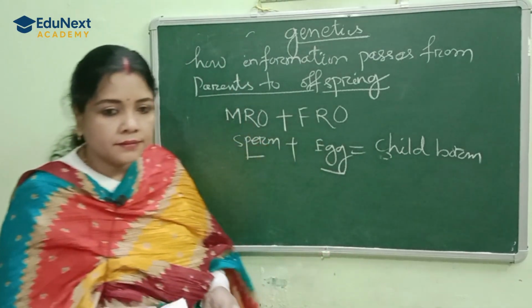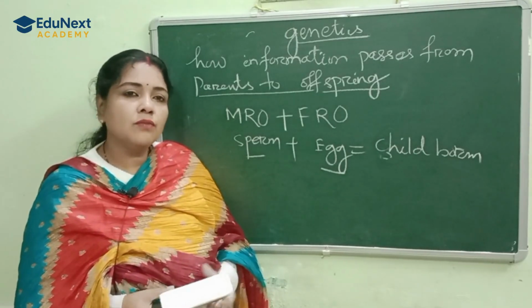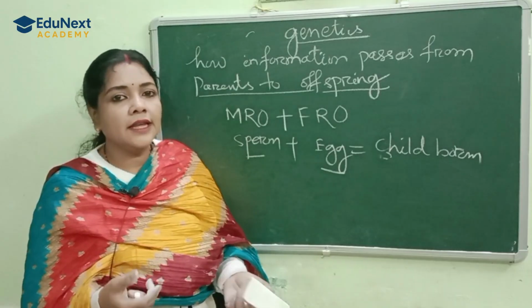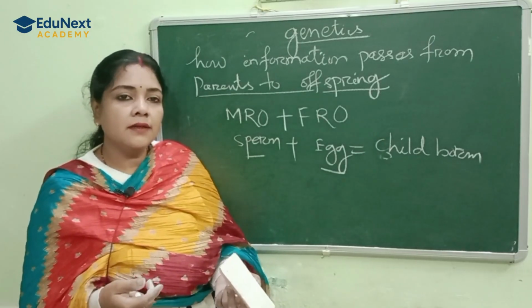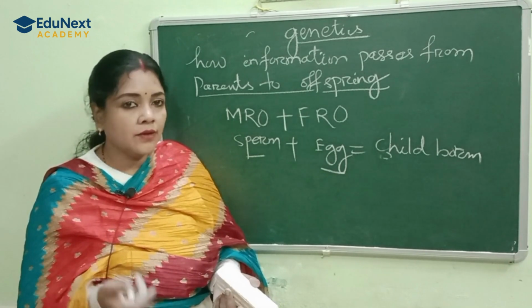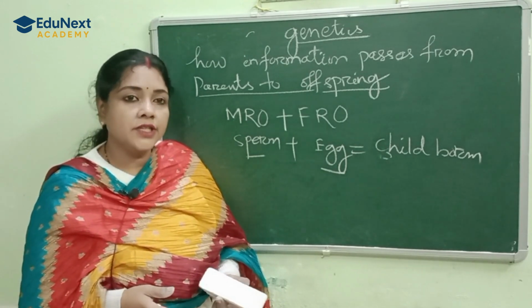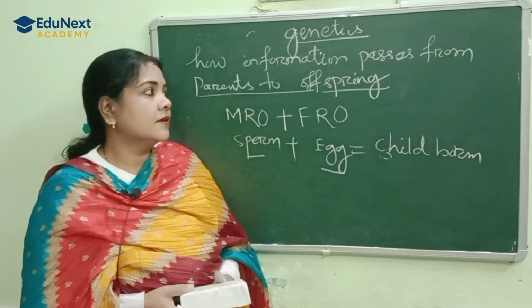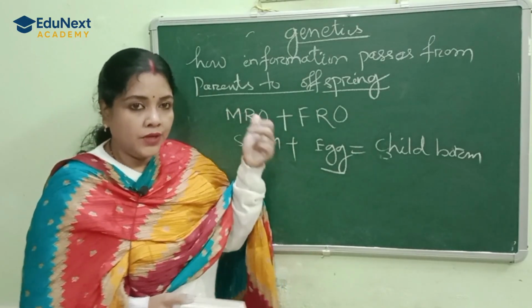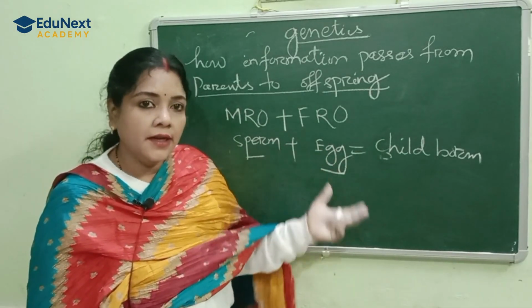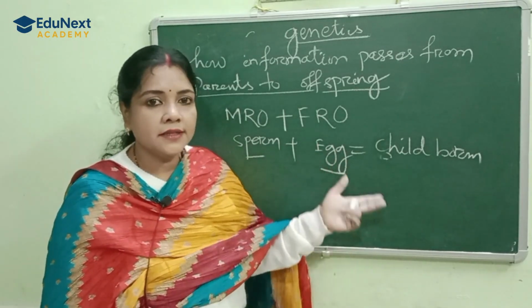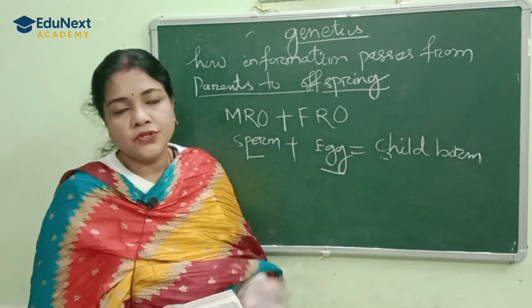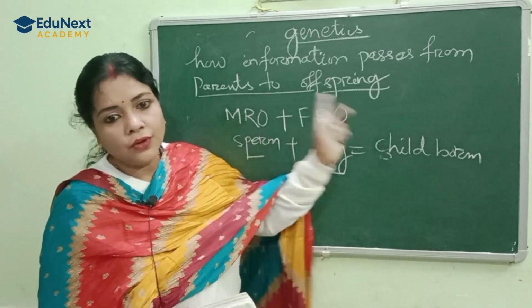You might have seen that someone says you are looking like your father, or you are looking like your mother, or you behave like your father and look like your mother. That means they are talking about your mother's genes and your father's genes. So now you know what genetics is, what heredity is, what variation is, why variation is important, where the information stays, and how information passes from parents to offspring.